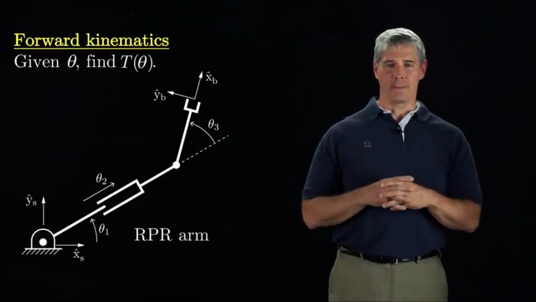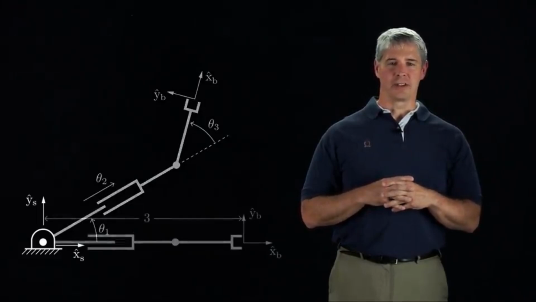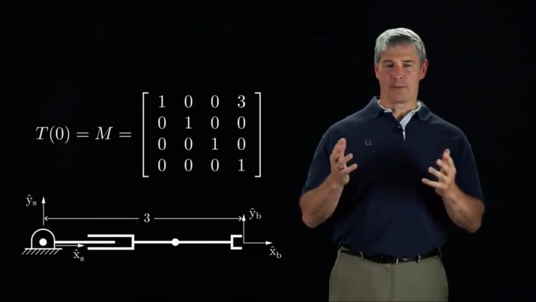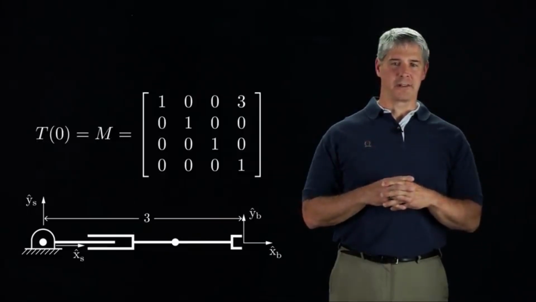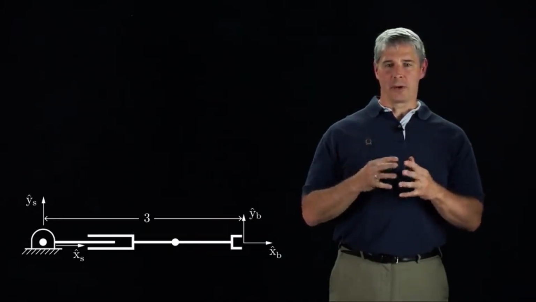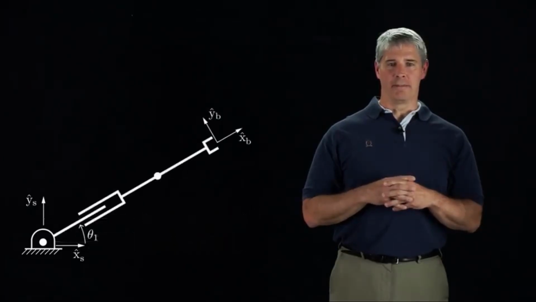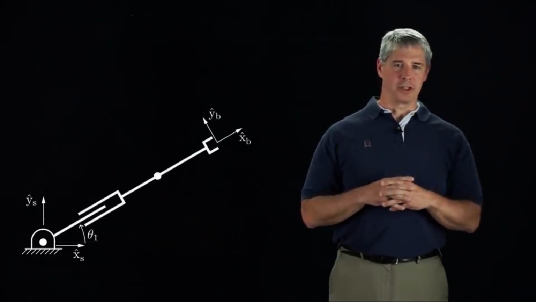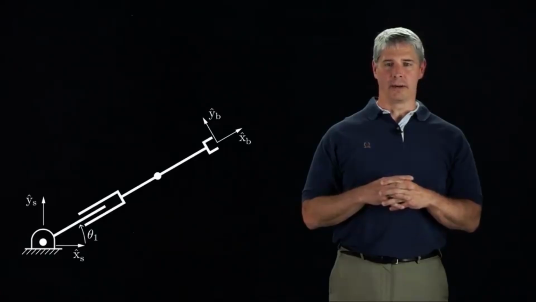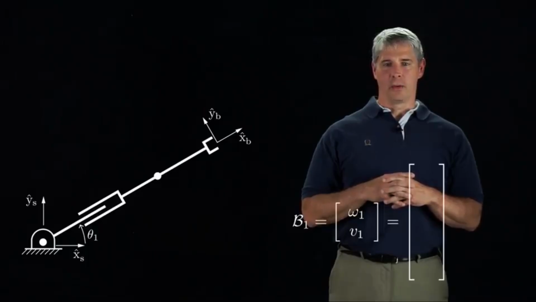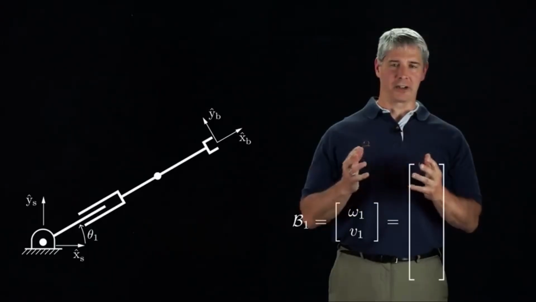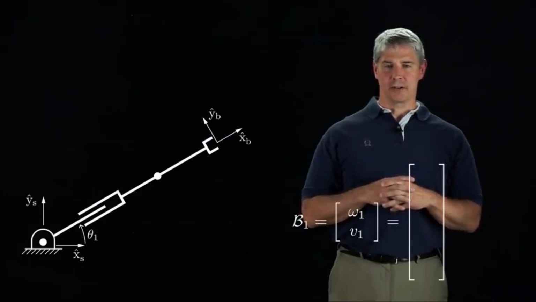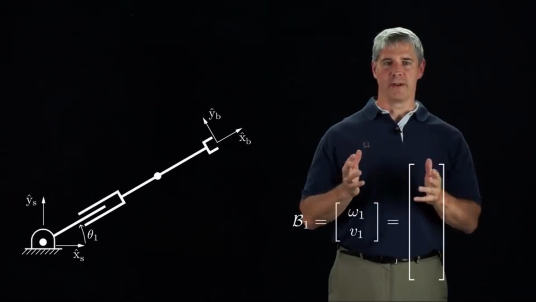We use the same RPR robot as an example. First, let's move the robot to its 0 configuration. As before, we define M to be the configuration of the B frame when the robot is at its 0 configuration. Now we rotate joint 1 by an angle theta 1. The motion of the B frame is a rotation about the screw axis of joint 1. We will represent the screw axis in the B frame as B1 with the angular component omega 1 and the linear component V1. Since the screw axis has rotation, omega 1 is a unit vector.